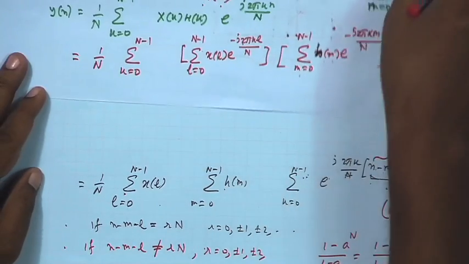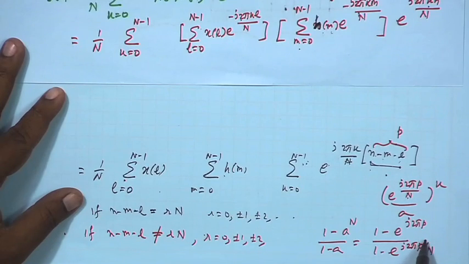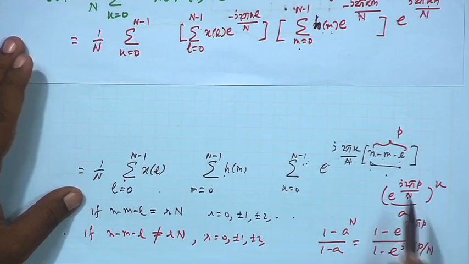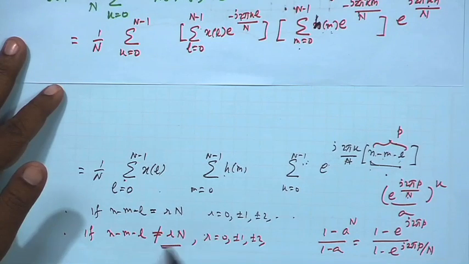It cannot be 0 because for it to be 0, this must be equal to 1. In that case p must be either 0 or capital N or 2n and like that. But that case we are not considering here.